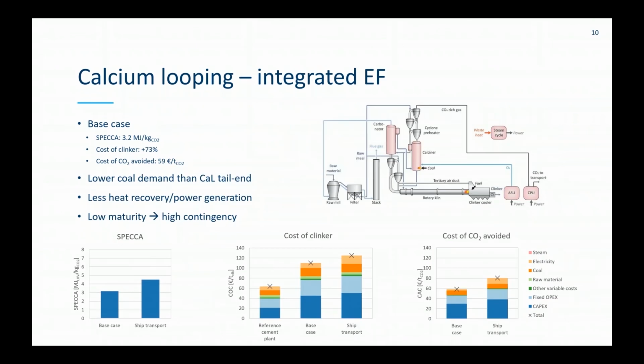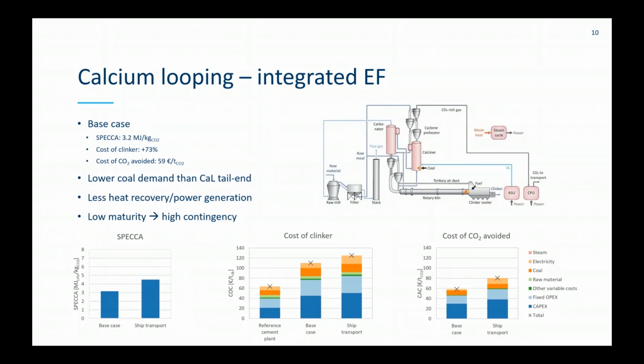Now on to the last capture technology. The integrated entrained flow calcium looping technology is a version of the calcium looping technology where the CO2 capture calciner, which is shown here in pink, is combined with a calciner in the cement kiln itself. So it's therefore an integrated part of the whole cement plant. And as a result, the carbonation and calcination must take place in entrained flow reactors. And as for the tail end configuration, we need additional fuel for operation of the calciner, which is indicated here.